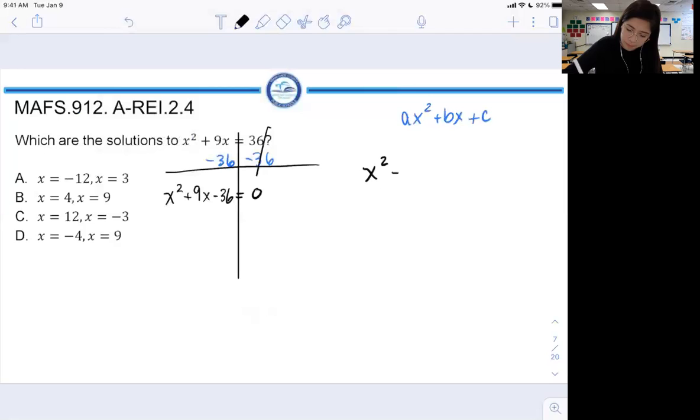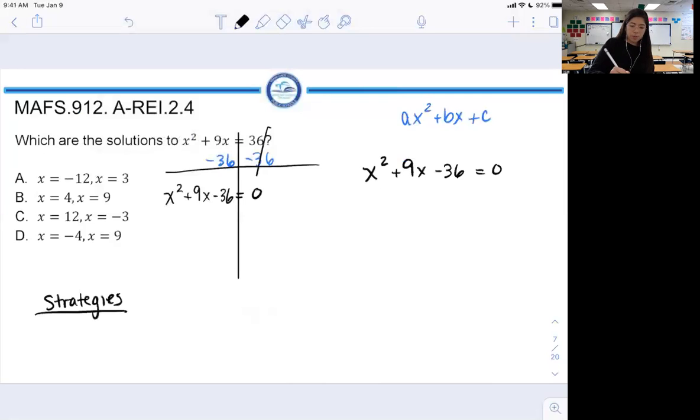Let me rewrite it over here. And I can use the quadratic formula. That'll definitely work. However, I want to practice the other strategy that I could use. I'm going to write down my strategies here. I can use the quadratic formula, or does anyone remember the other thing you can do? Starts with an F. Oh, factor it. We can factor it. So we're going to factor this. So let's practice doing that.